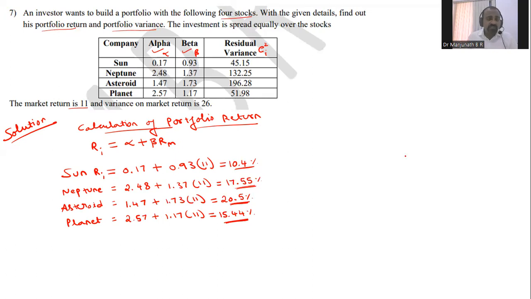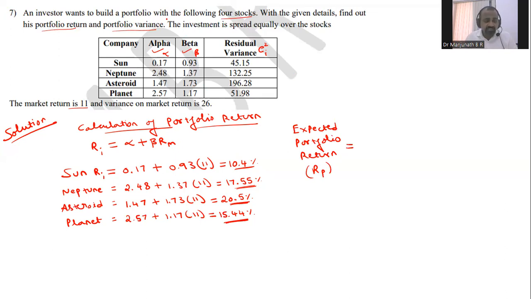Now we have the individual security returns. With this, we can calculate the expected portfolio return. I'm sure you are all aware that to calculate the expected return of a portfolio, you simply take the returns of individual securities and multiply them with the weights or the probability.